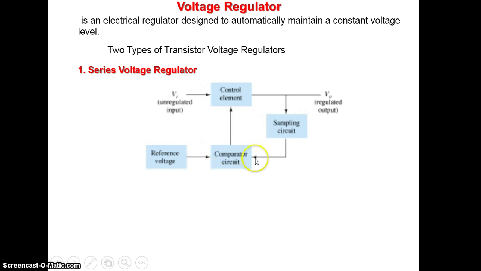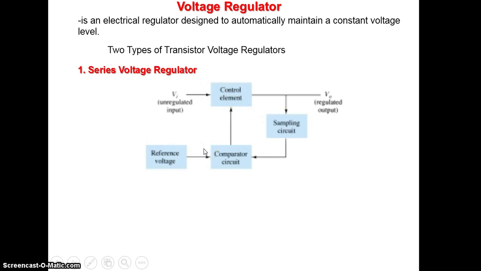When I taught you the comparator circuit, I told you what a reference voltage is and what a comparator circuit is. Now here the series element controls the amount of input voltage, how much input voltage should go to the output voltage. That is controlled by this control element. The output voltage is sampled in this circuit and given to the comparator circuit. It is a feedback comparator circuit, and it will compare it with a reference voltage, and the result will be passed through the control element.